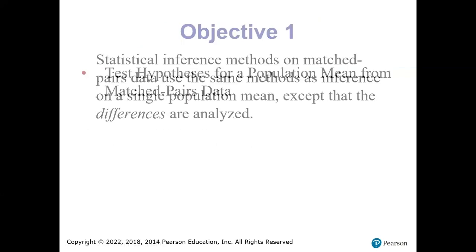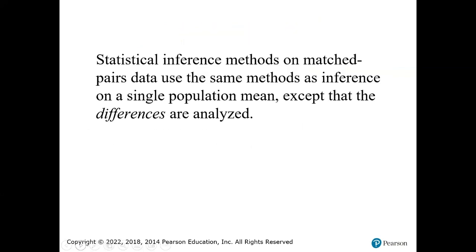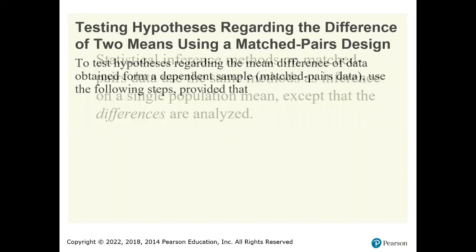Starting with our hypotheses. Statistical inference methods on matched pairs data use the same methods as a single population mean, except that we are working with what is called the difference. We're going to work through a full example to kind of explain how that works, and you'll see.